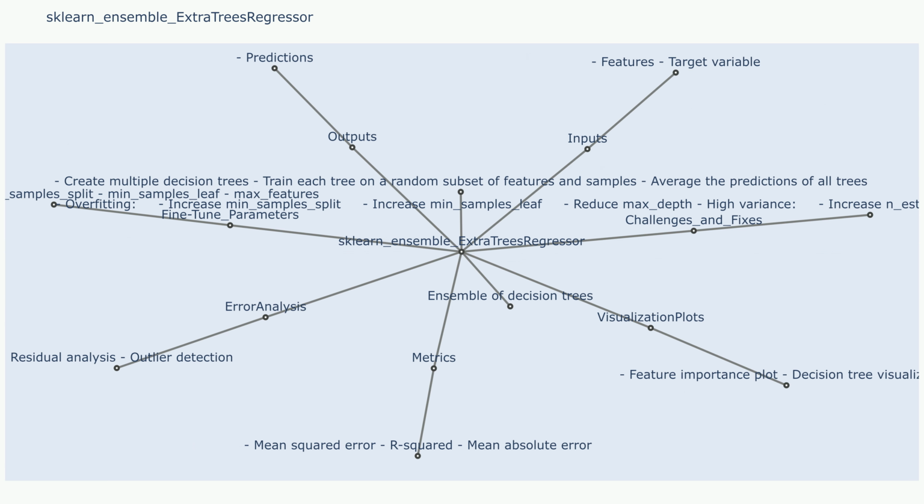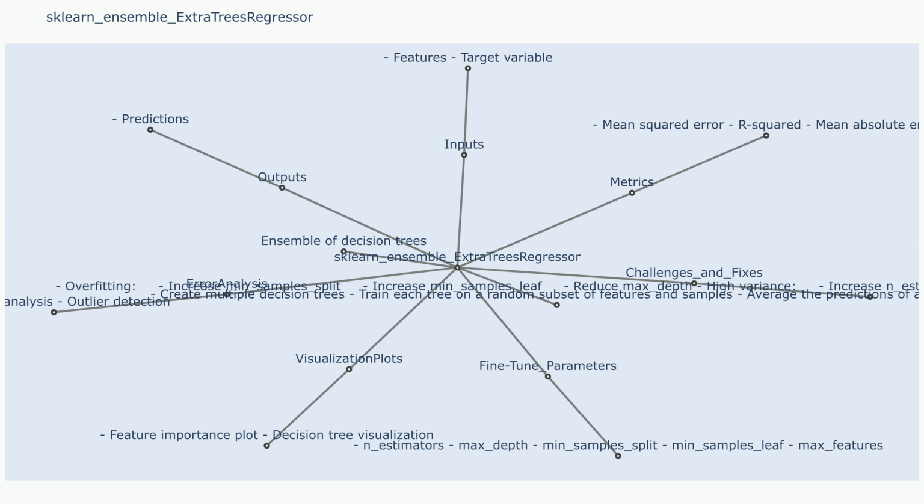Inputs. X: this is the input feature matrix, where each row represents a data point and each column represents a feature. The values in X can be numerical or categorical. Y: this is the target variable that the model aims to predict.